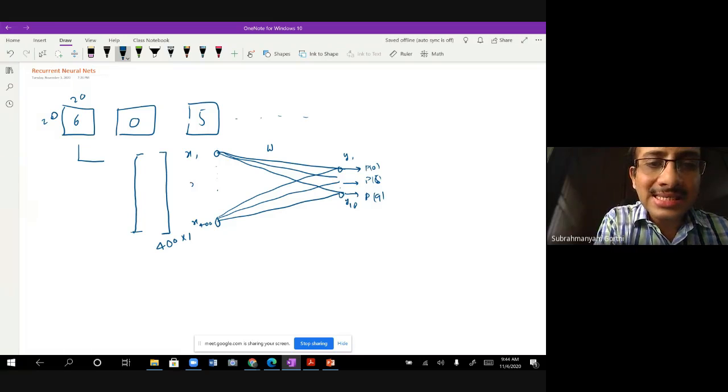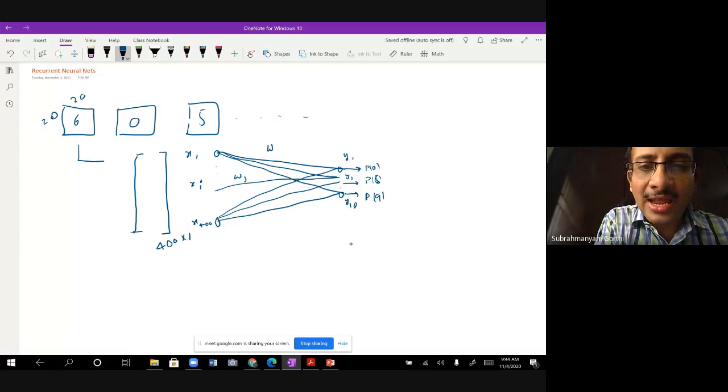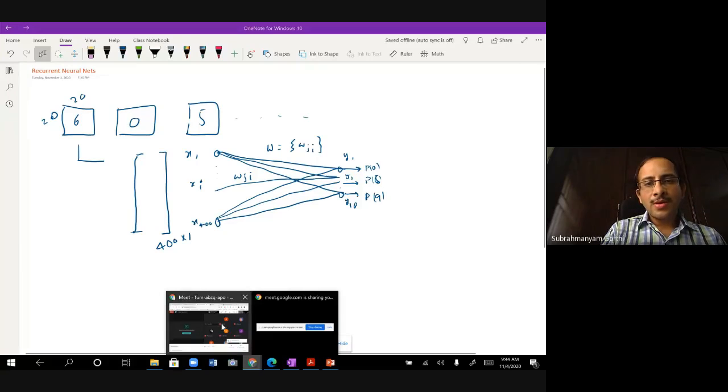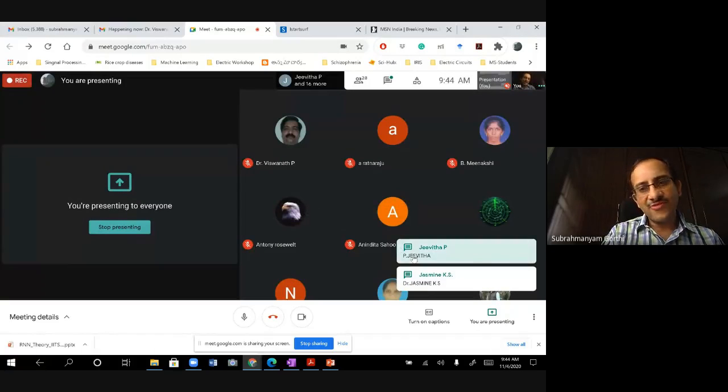Let xi be the input, yj be the output, and the weight relating xi and yj be wji. So the matrix W consists of all elements wji. And now here are a few questions I have. What is the input xi called? What is xi called? That is the first question.